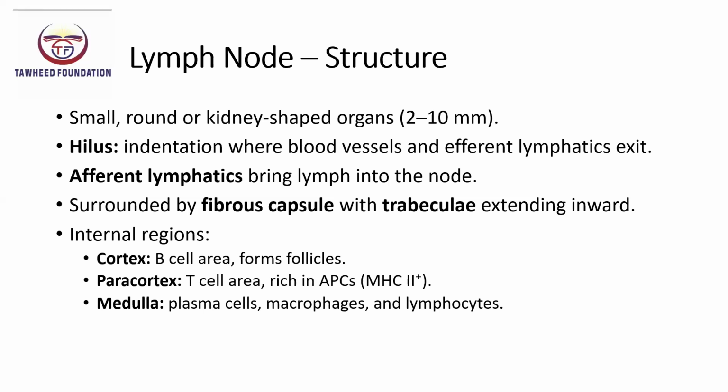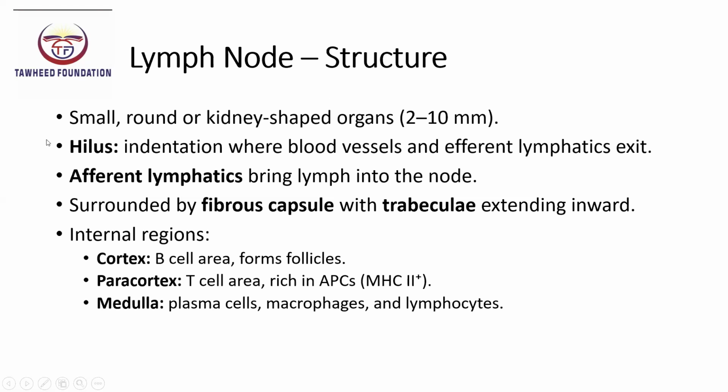Internally, the node is divided into cortex, paracortex, and medulla. Cortex: mainly B cell follicles, primary and secondary. Paracortex: T cell rich zone containing antigen presenting cells, APCs, and dendritic cells with MHC II. Medulla contains plasma cells, macrophages, and some lymphocytes. This organized structure ensures that lymph-borne antigens meet the right immune cells for activation.